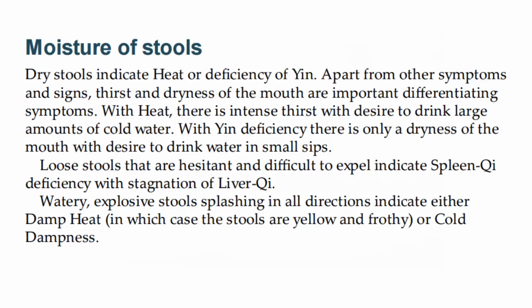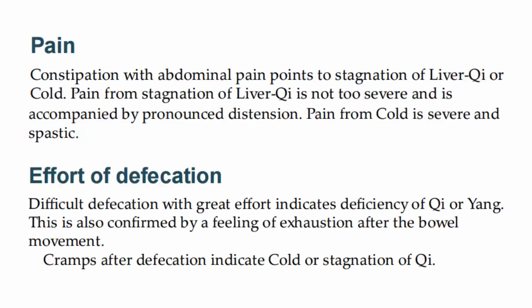Loose stools that are hesitant and difficult to expel indicate spleen qi deficiency with stagnation of liver qi. Watery, explosive stools splashing in all directions indicate either damp heat, in which case the stools are yellow and frothy, or cold dampness. Constipation with abdominal pain points to stagnation of liver qi or cold. Pain from stagnation of liver qi is not too severe and is accompanied by pronounced distension. Pain from cold is severe and spastic.